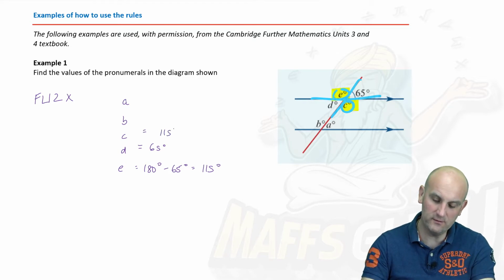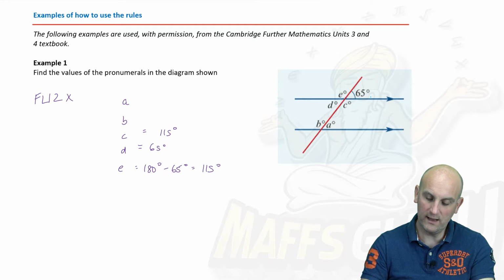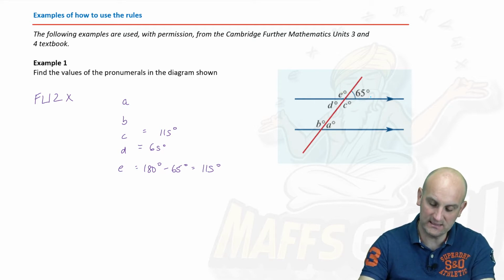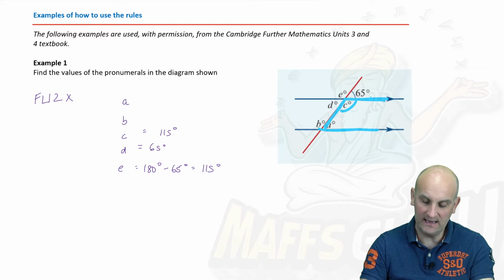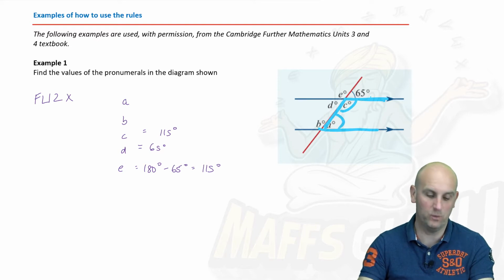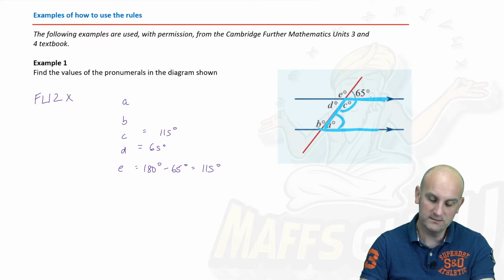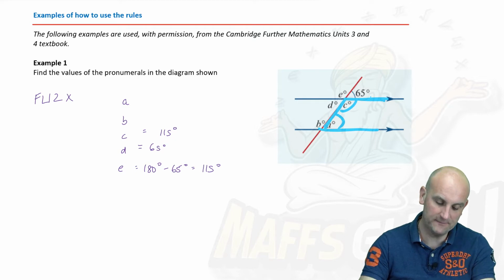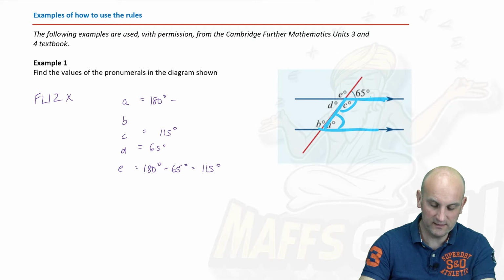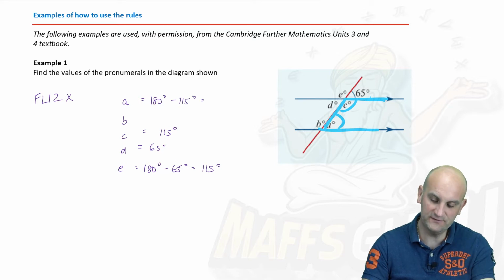Well, I found all of those. Awesome. What else do I know? Well, can I see any other letters in here? Well, I happen to see a U rule. Ah, look. I've got a U rule. I know that C and angle A there must add to 180 degrees. So I know that C is 115. So A must equal 180 minus 115 degrees, which is 65 degrees.